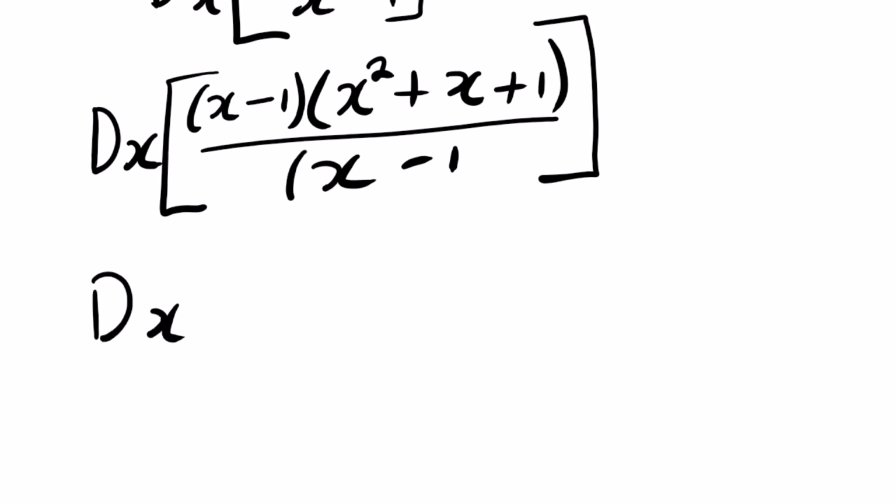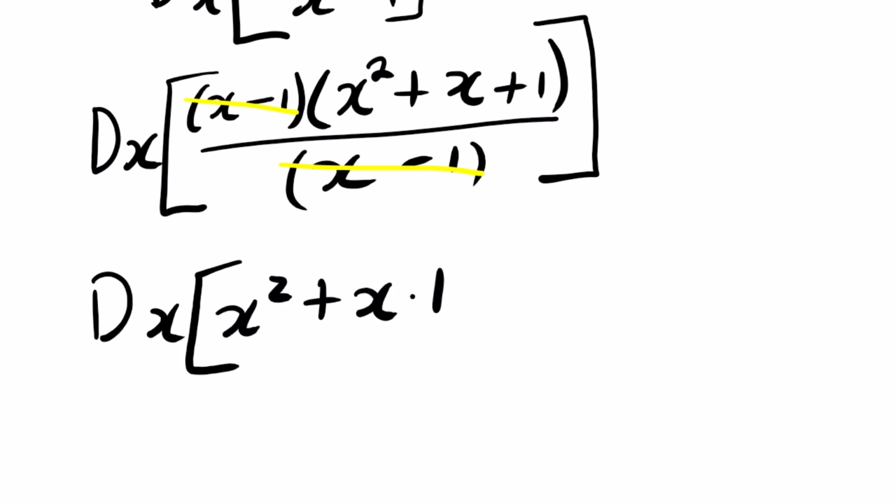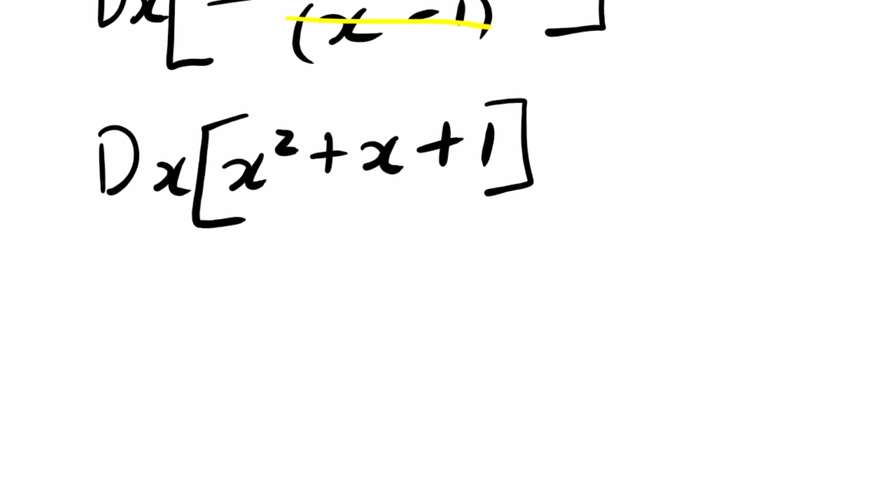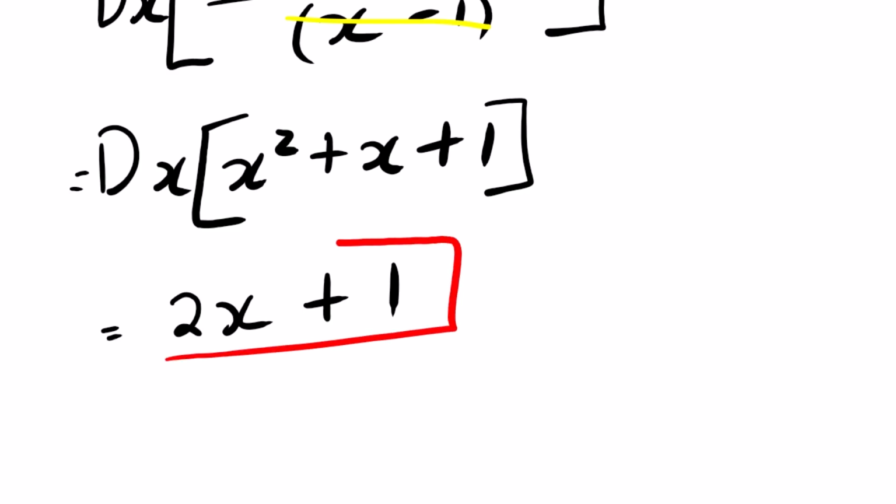Actually, before we continue, we can see that this and this will result in 1. Now it simply means that inside the bracket, 1 multiplied by this bracket, we are going to have x squared plus x plus 1. Then we simply give the derivative of this. We are going to get 2x plus 1. So this is the final answer of this question.